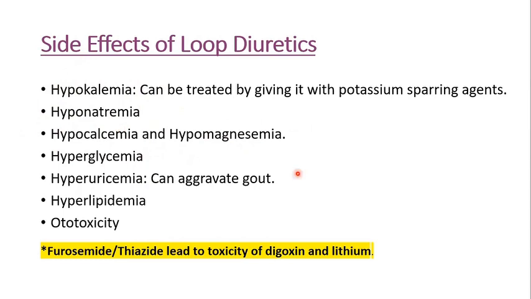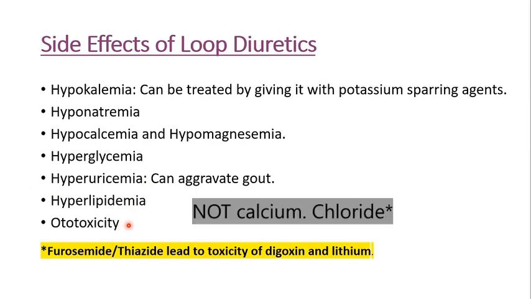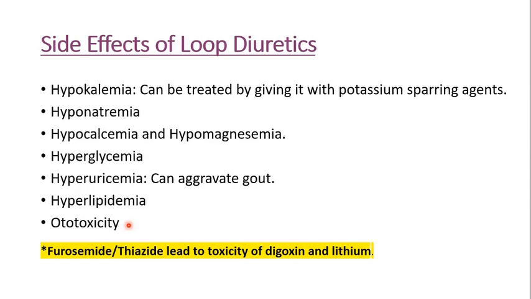Ethacrynic acid and furosemide compete with uric acid, and this causes hyperuricemia, which aggravates gout. It also causes hyperglycemia and hyperlipidemia. And another important side effect that we must know is ototoxicity, because the sodium, potassium, and chloride co-transporter also exists in the ear. So blocking of this causes ototoxicity. Furosemide and thiazides also lead to toxicity of digoxin and lithium.